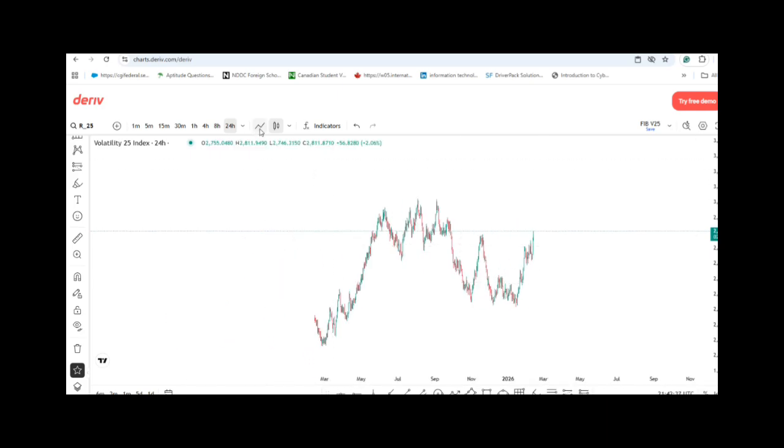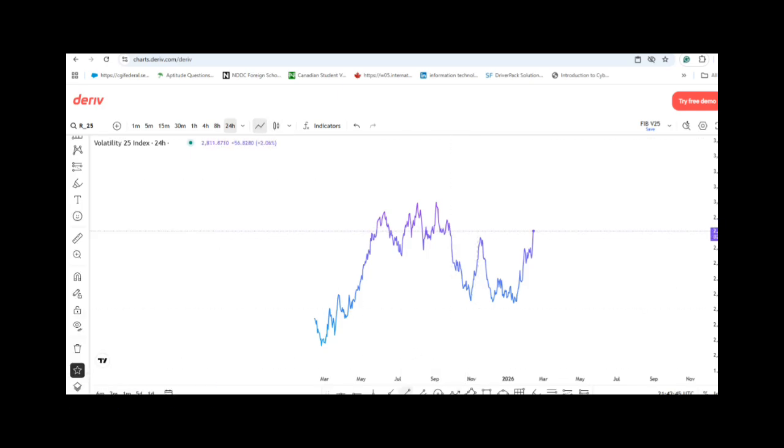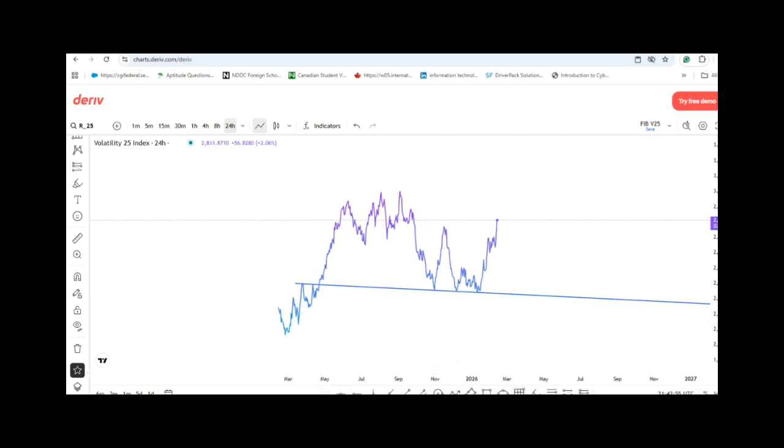Now this is the line chart. When you look at your drop down, there's a place for line chart, there's a place for candles. Now we are looking at it in the line chart. Now if I bring my extended ray tool and extend from this length to this other end, you see we have multiple touches. This is the support area. You see price acting as a support here and also acting as resistance here.